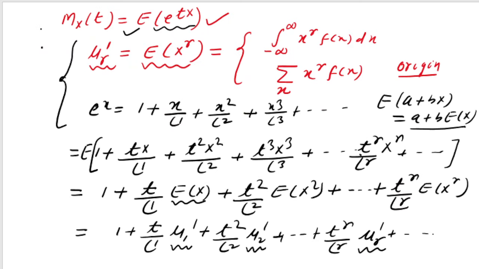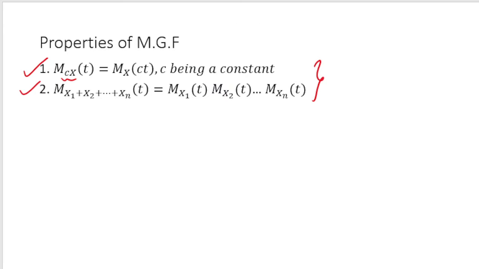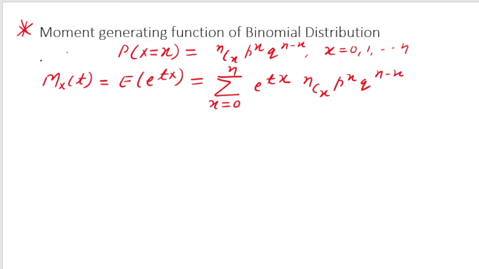You just see the previous thing, that moment generating function: summation e to the power tx f of x. I am doing the same thing here, taking the summation of e to the power tx into its probability distribution, and in case of binomial the summation runs from 0 to n. Okay, so let us move forward and simplify this thing.